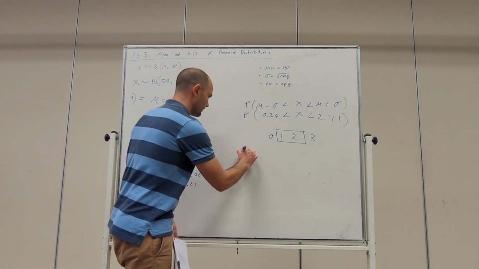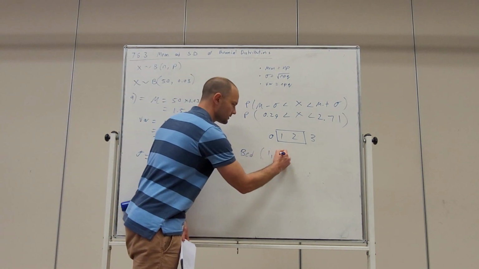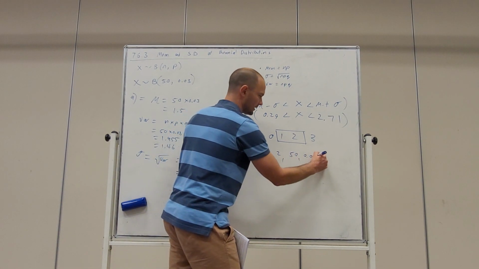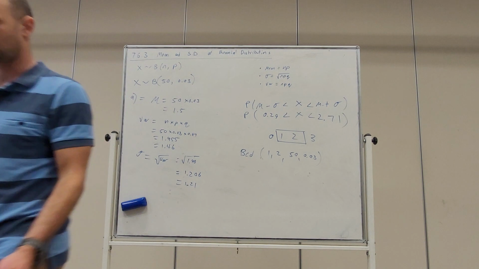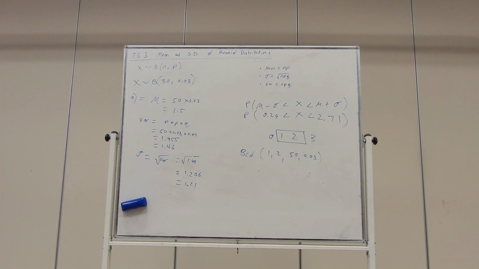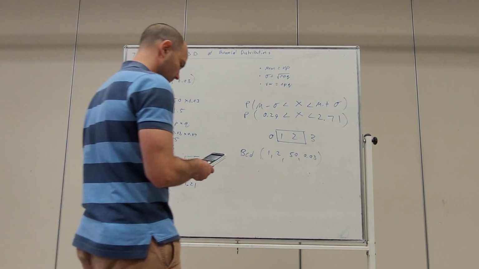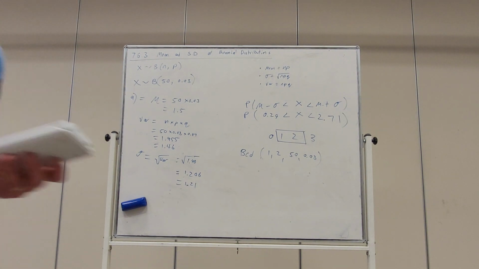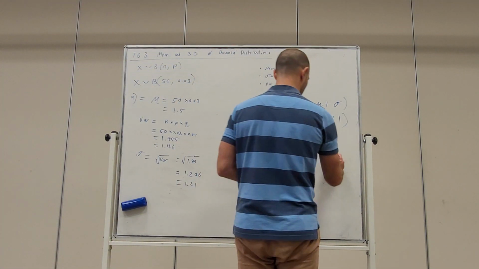All right, what it means, 1 to 2 out of how many matches are there? 50, and the probability of it being defective, 0.03. So do that quickly on the binomial CD: 1 to 2 out of 50, 0.03. And we've got 0.5927, 0.593.